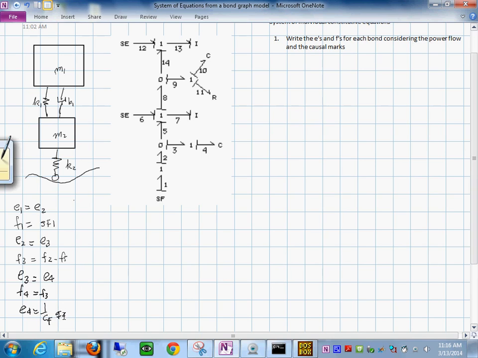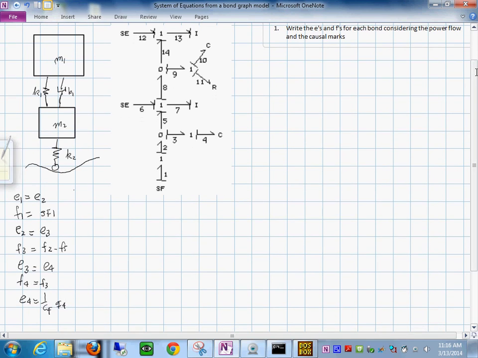Q sub 4. And I am going to change the color to illustrate that in here we get our first differential equation, because you know that based on that C element, dq sub 4 dt is equal to f sub 4, see? So that's this one.